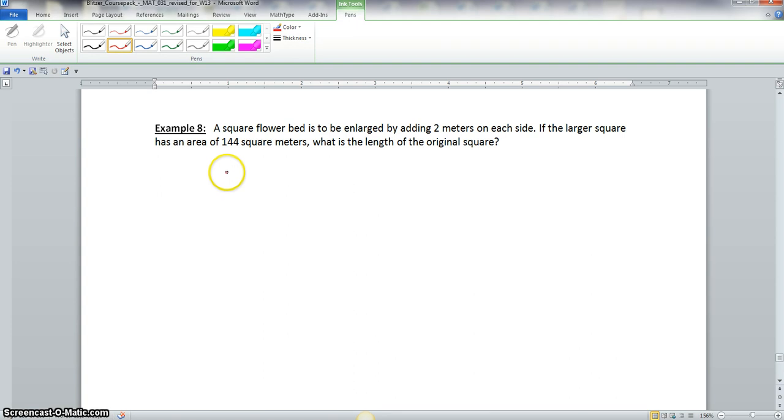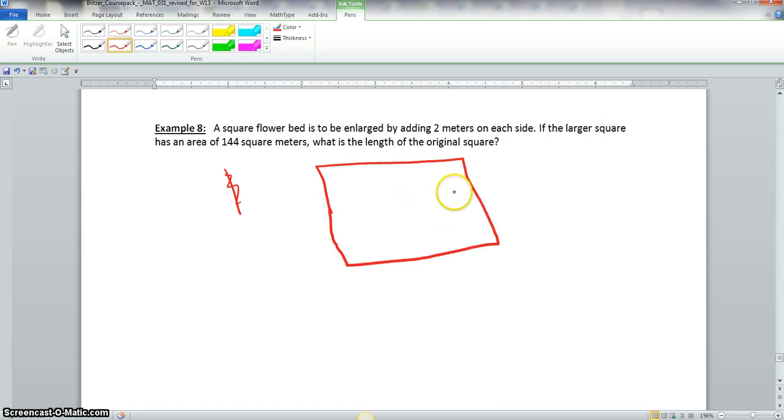Okay, so first of all, let's draw the larger square. As you can see, my drawing skills aren't exactly the best, but we know one thing about a square: all sides are equal. Now we don't know the original square, we don't know how much this is. So we can make one side x, and all of these sides would be x. And all of these sides would be x plus 2.